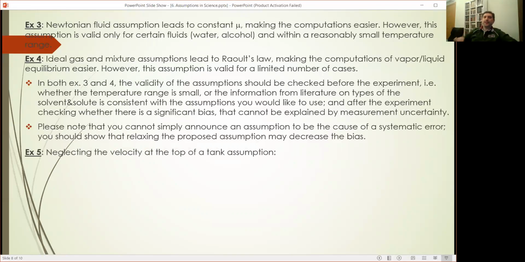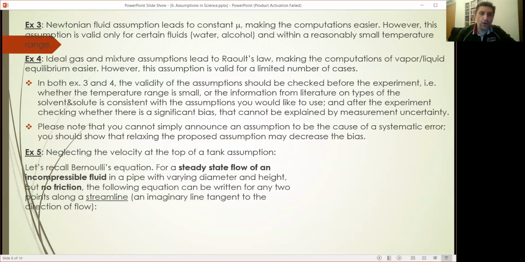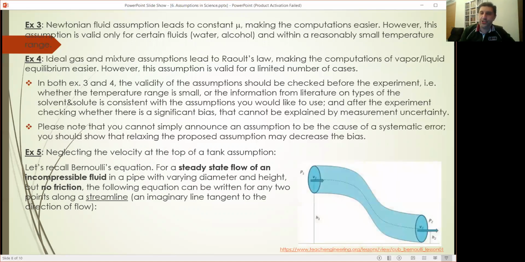Okay, the last one, I think, is the most enjoyable one. It is about modeling and neglecting the velocity at the top of a tank assumption. So this all goes back to Bernoulli's equation. What is Bernoulli's equation? I have realized, especially in previous terms and maybe in some of the projects, that we should understand under which conditions Bernoulli's equation can be used.